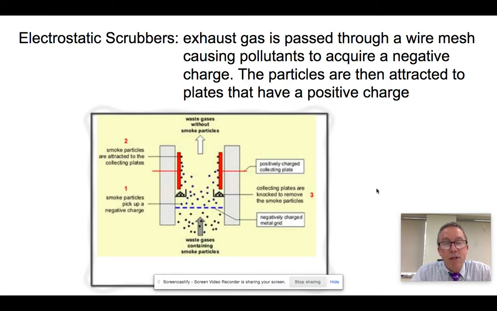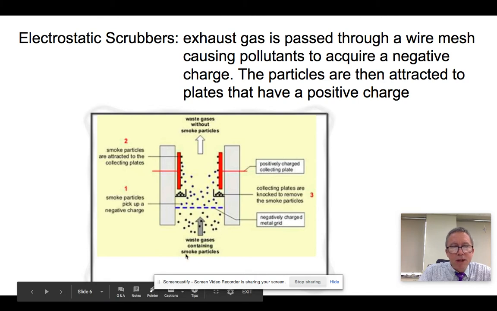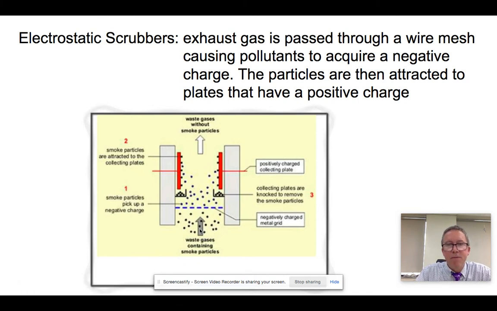Then we have electrostatic scrubbers. Electrostatic scrubbers are what you have in your home air purifiers. So the idea here is, here's the waste stream of smoke particles that has sulfur dioxides and PMs and nitrogen oxides. And we're going to have all that pass through a metal mesh that has a very strong negative charge. And so each of these particles is going to pick up electrons and become negatively charged as they pass through this. And then as they move up the smokestack, we now have positively charged metal plates, which they will then be attracted to because they have the opposite electrical charge.